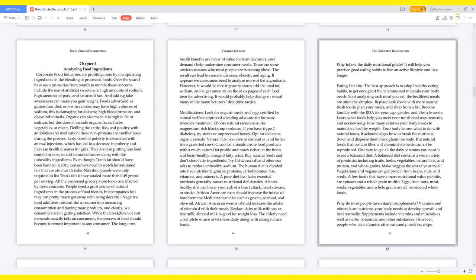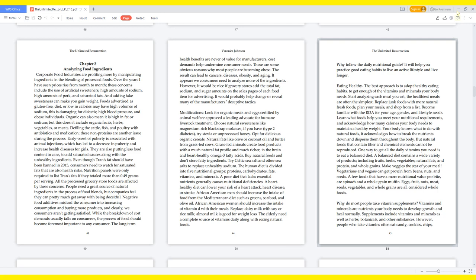Chapter 2. Analyzing food ingredients. Corporate food industries are profiting more by manipulating ingredients in the blending of processed foods. Over the years, I have seen prices rise from month to month. These concerns include the use of artificial sweeteners, high amounts of sodium, high amounts of pork, and saturated fats.